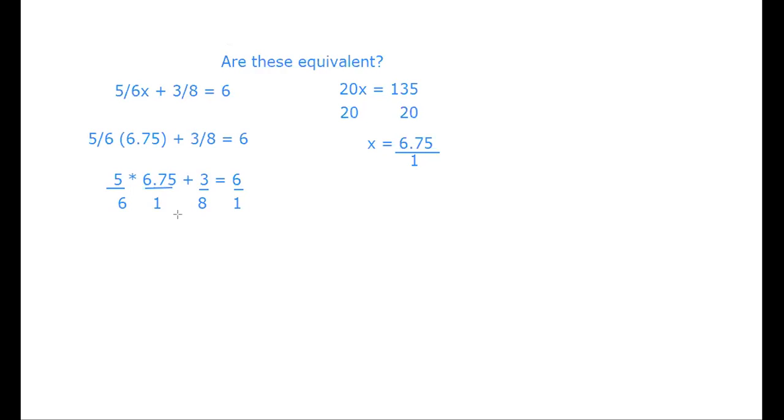So now you got the multiplication set up. We still have this as a fraction, 3 over 8. What is 5 times 6.75? 54. Okay. So that is 54. Now divide that by 6, because once you do this multiplication, you got to multiply on the bottom. So you have 54 over 6. So that is 9.